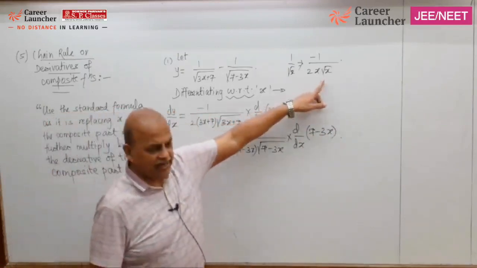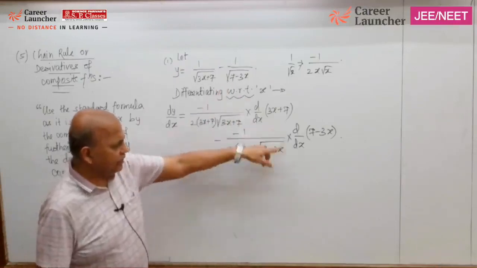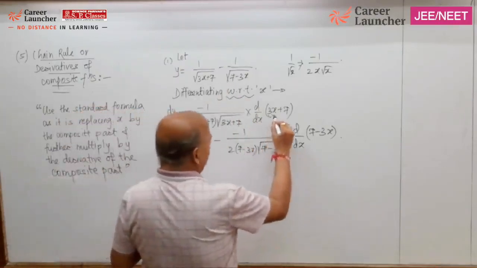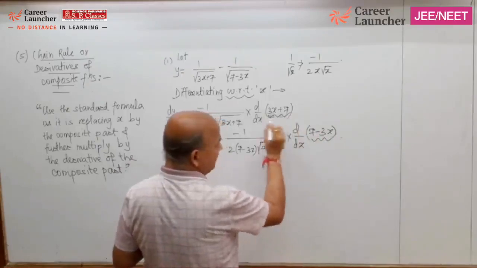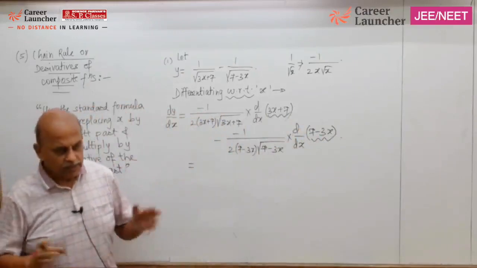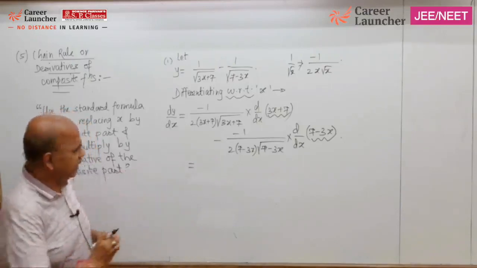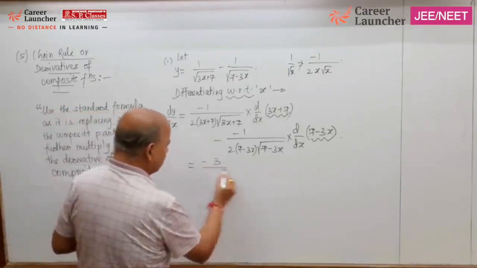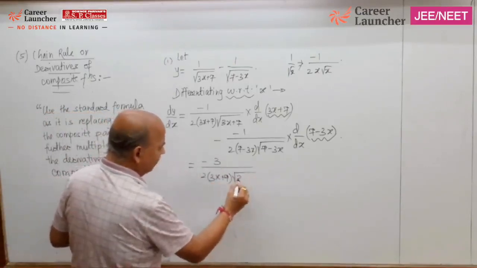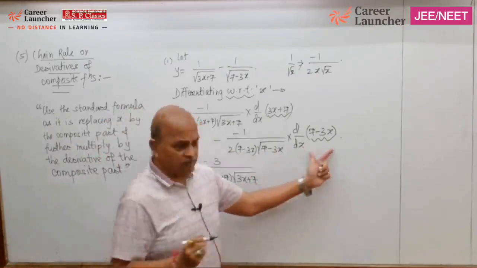See, we have used the standard formula as it is, replacing x by the composite part and further multiplying by the derivative of the composite part. Now, what is the derivative of this and this? We directly say 3 into 1 plus 0. 3 is a coefficient, 7 is a constant. So 3 into 1 plus 0 is only 3. So it will be minus 3 upon 2 into (3x plus 7) root of 3x plus 7.